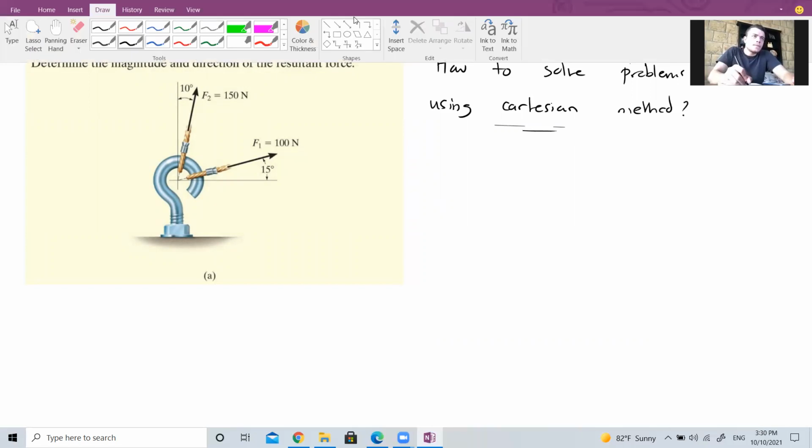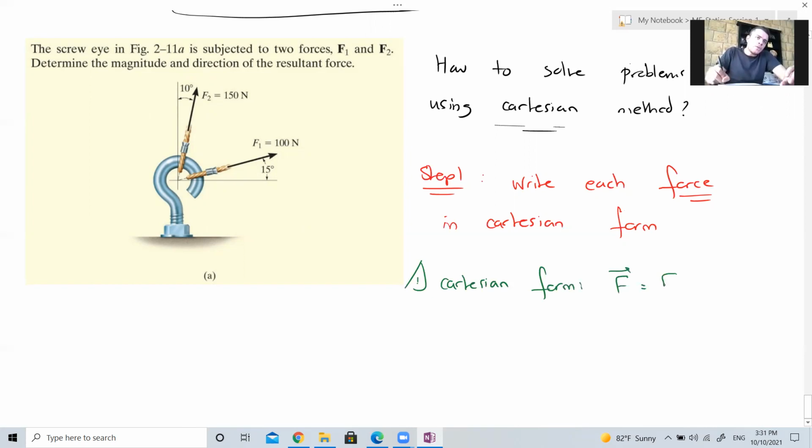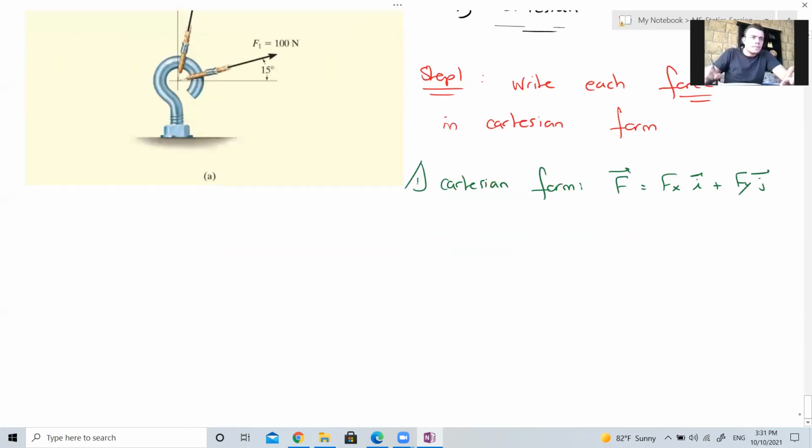Okay. Step 1. Express. Do you know what express means? It means write each force in Cartesian form. What does Cartesian form mean? The second way we solved: we write F equals Fx i plus Fy j. Okay, so let's do it.